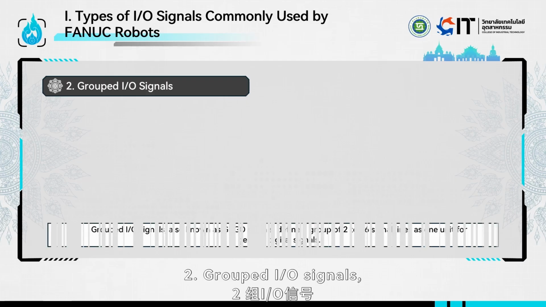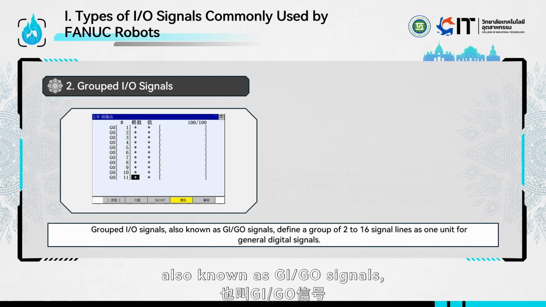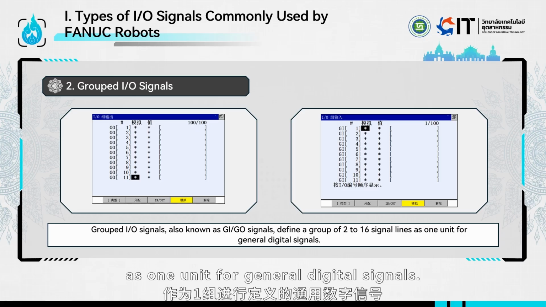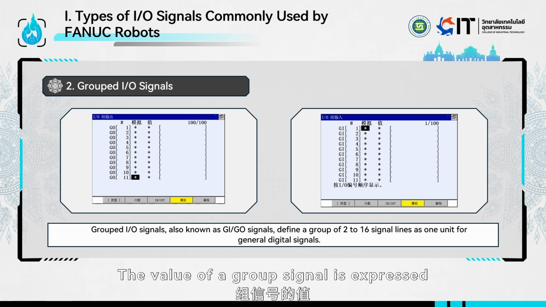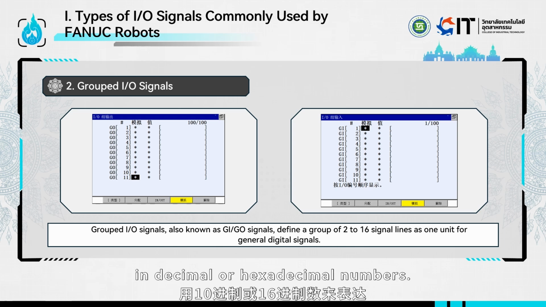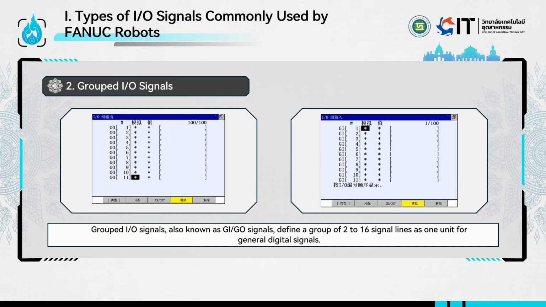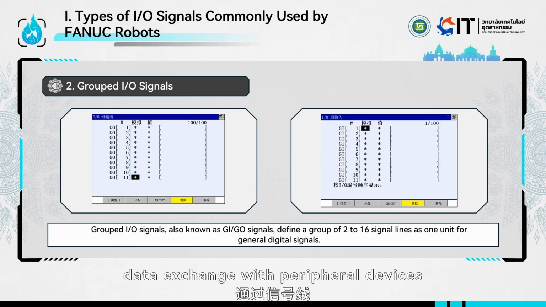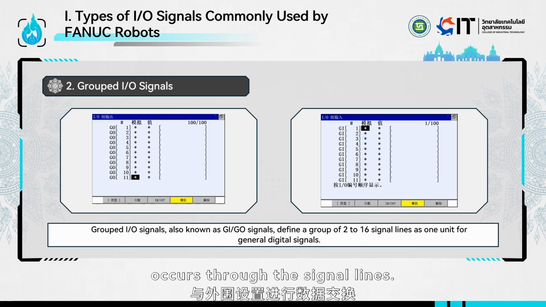2. Grouped I/O signals, also known as GI/GO signals, define a group of 2 to 16 signal lines as one unit for general digital signals. The value of a group signal is expressed in decimal or hexadecimal numbers. After conversion to or from binary, data exchange with peripheral devices occurs through the signal lines.